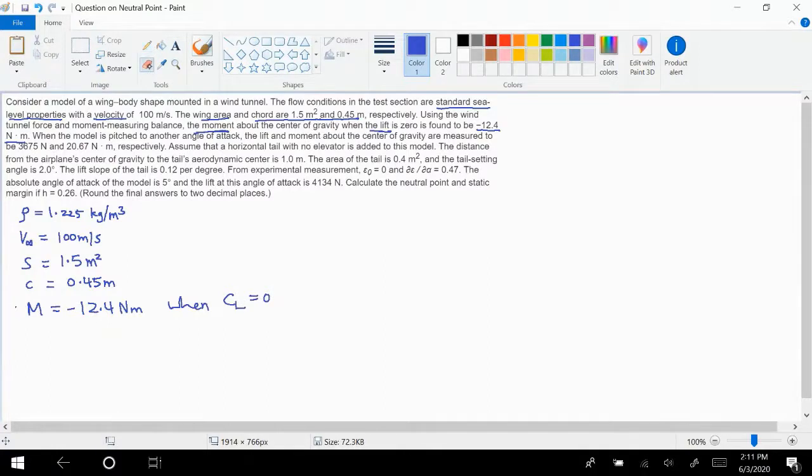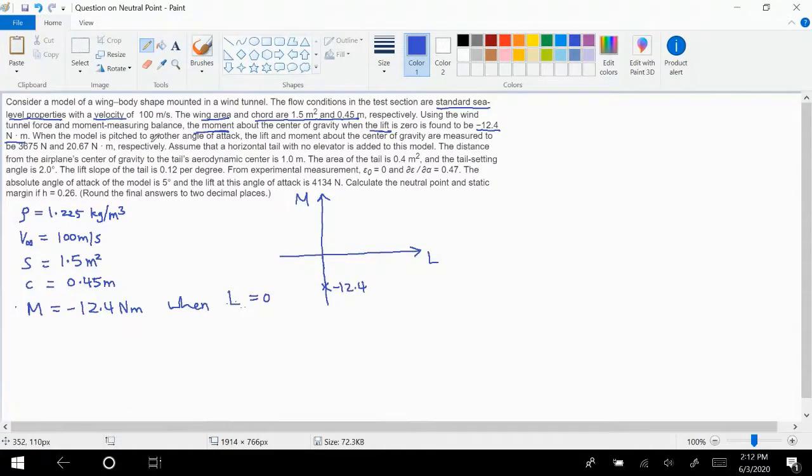Again, when lift equals to 0. So this makes me also imagine the moment versus lift plot. Basically it is giving you some information on data in this plot. So when lift equals to 0, moment equals to minus 12.4. So let's say this is minus 12.4 Newton meter.